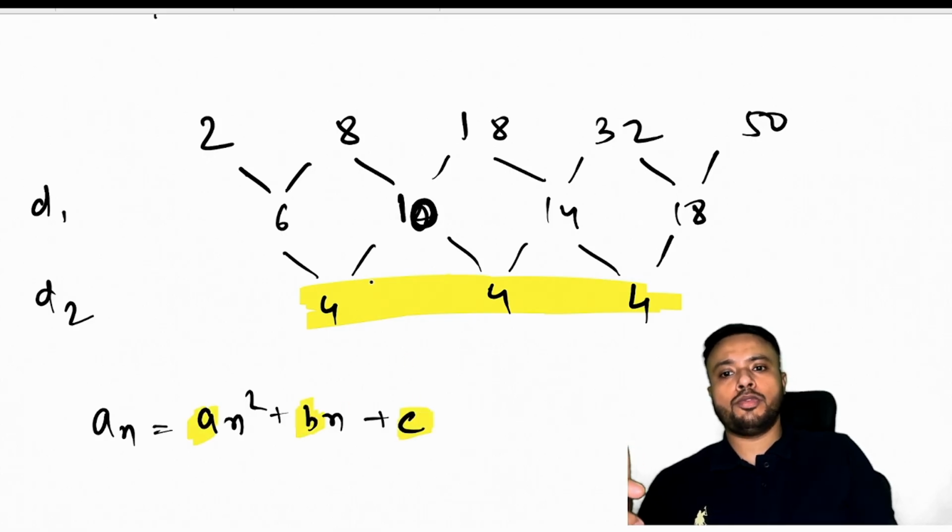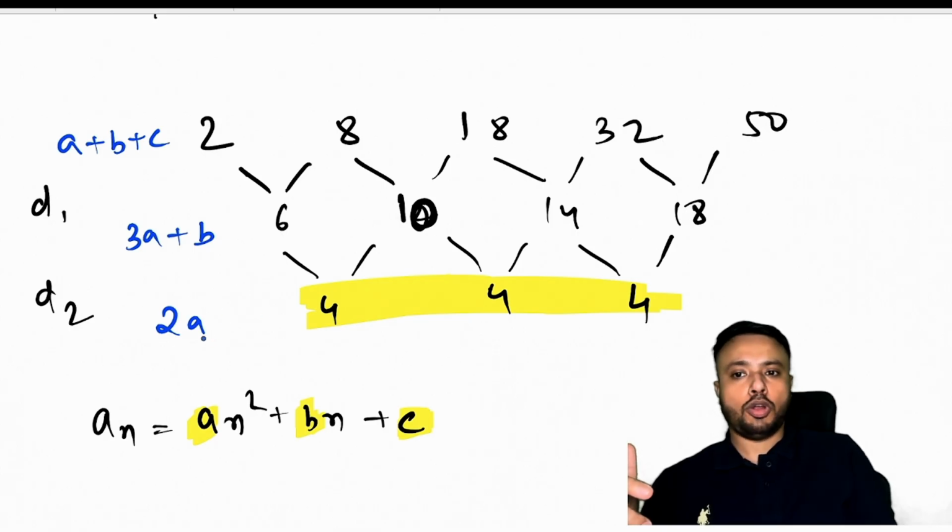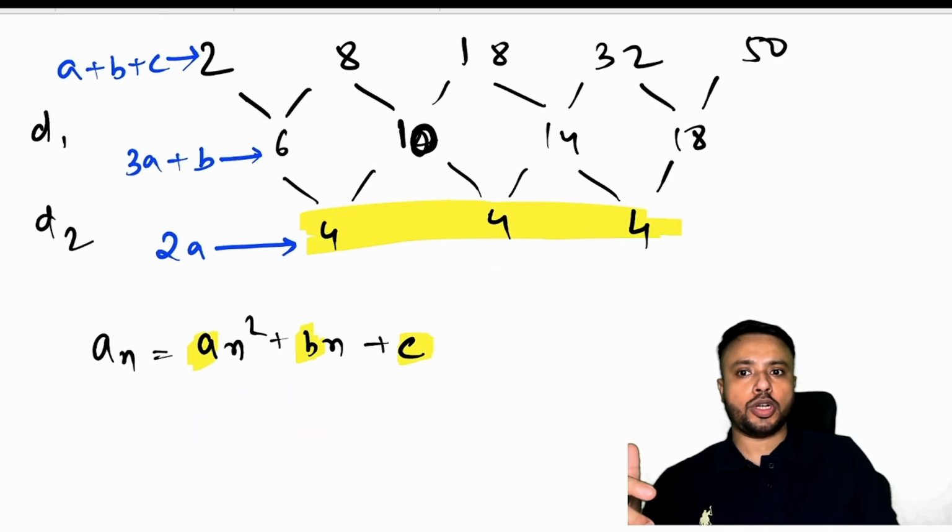So to figure out the values of a, b, c, what you have to do is, in front of the second common difference, write 2a. In front of the first common difference, write 3a plus b. And in front of the sequence, write a plus b plus c. And we will start from the bottom. And always remember that we are going to equate this to the first term, this to the first term, and this to the first term. So we'll start from the bottom, guys.